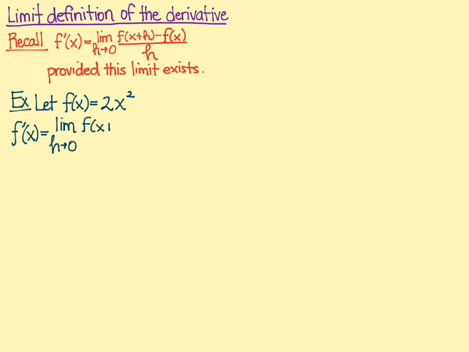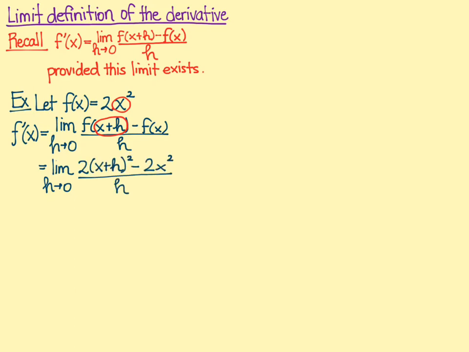So rewriting the formula, we have the limit as h goes to 0 of f of x plus h minus f of x over h. And notice that f of x plus h is going to be this function f of x, but instead of x, I'm going to plug in x plus h. So I'm going to have 2 times x plus h squared. Then we have minus f of x, so that's going to be minus 2x squared all over h. So if I FOIL out the x plus h squared, I get 2 times x squared plus 2xh plus h squared. Then I still have the minus 2x squared all over h.